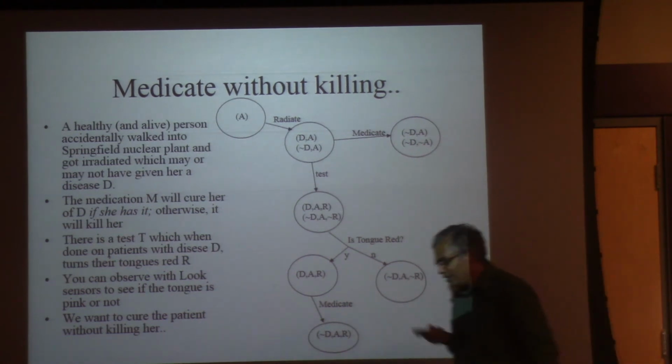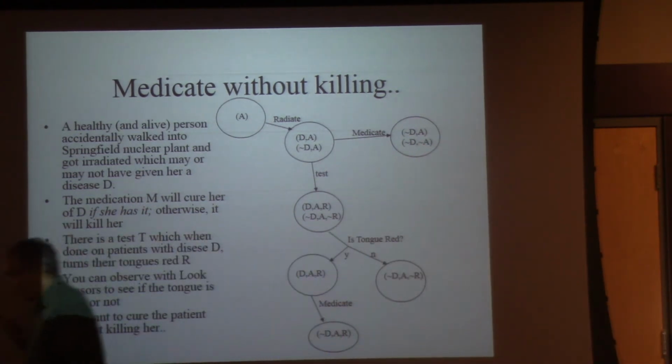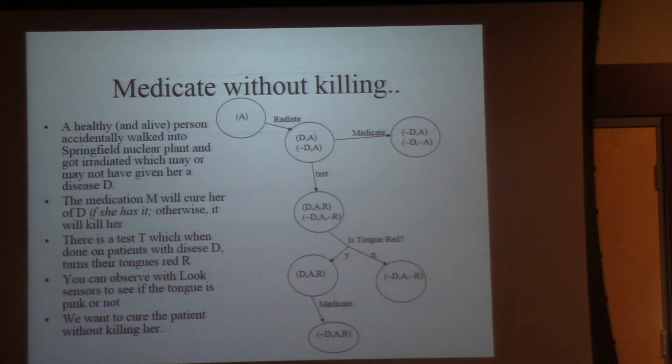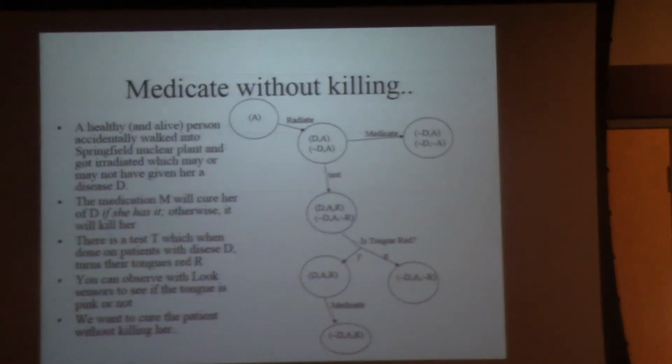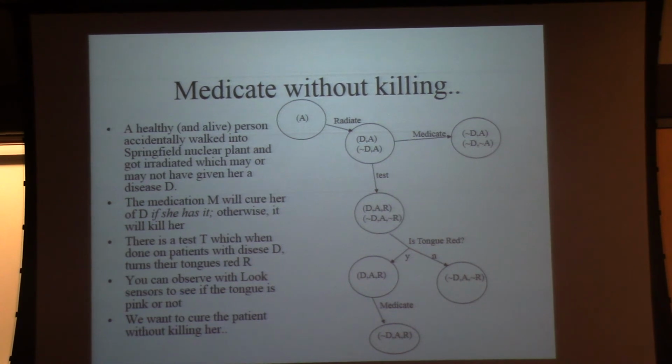But an example of problems where you must do sensing in the middle is things like medicate without killing. Imagine you may or may not be suffering from a particular disease, and there is a medicine that will cure you of the disease if you have it, and would just leave you alone if you don't have the disease. Then I don't need to check whether you are suffering from the disease or not. I just vaccinate everybody with that medicine.